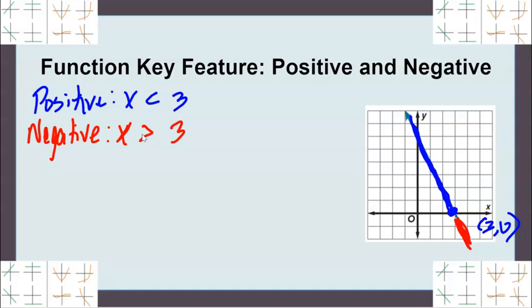Now another thing you can do to help you determine if it's to the left or to the right is just draw a dashed line through the x-intercept. And then you can determine, is it to the left of the line or to the right of the line?